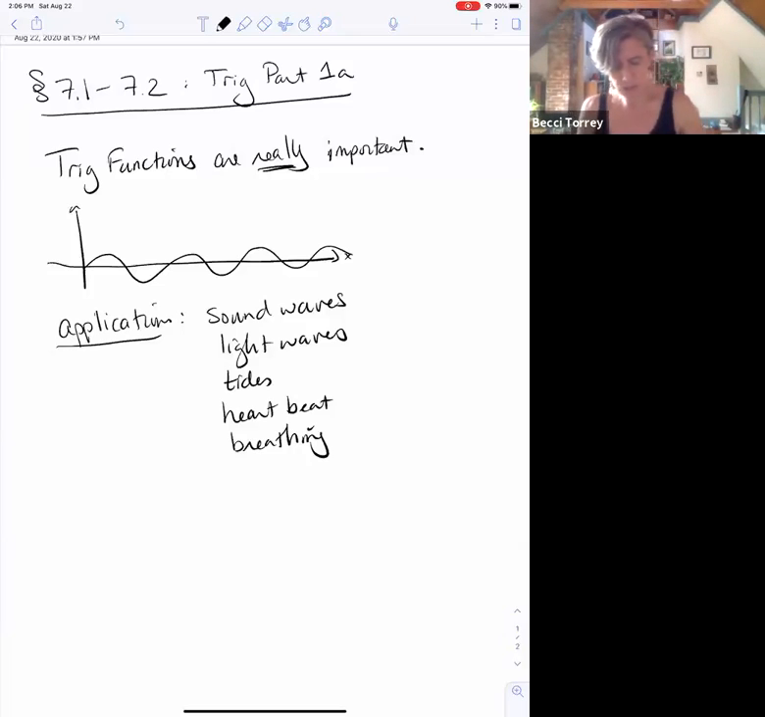And so in section 7.1, we're going to be learning about angles, right? In 7.2, we'll be learning about right angle trigonometry. We'll talk a little bit about that. One of the things that we often struggle with in section 7.1 is radian measure. So we're going to be learning about angles.